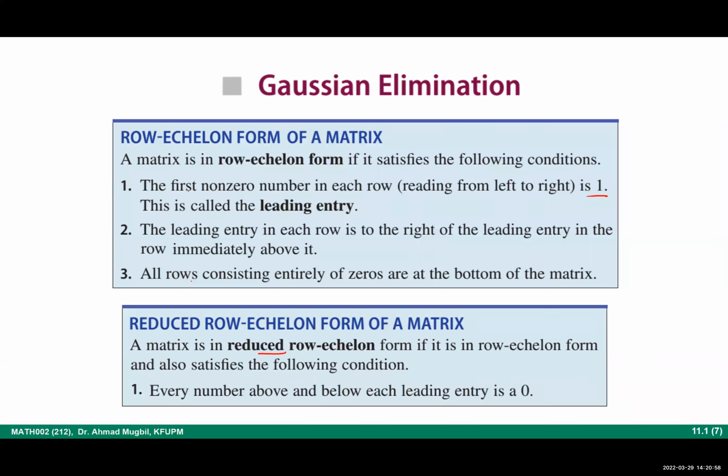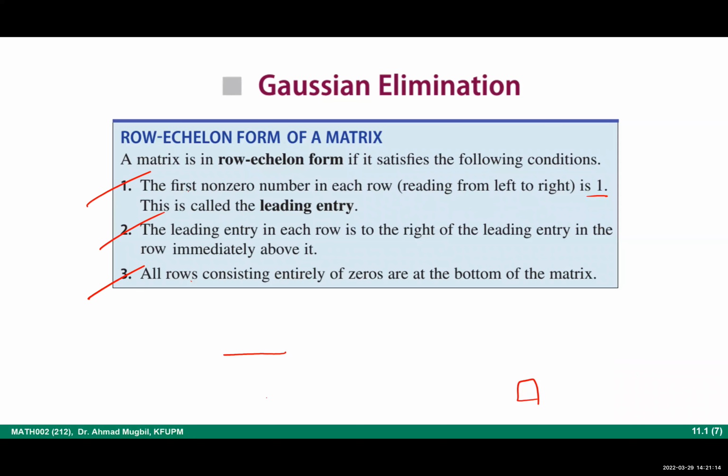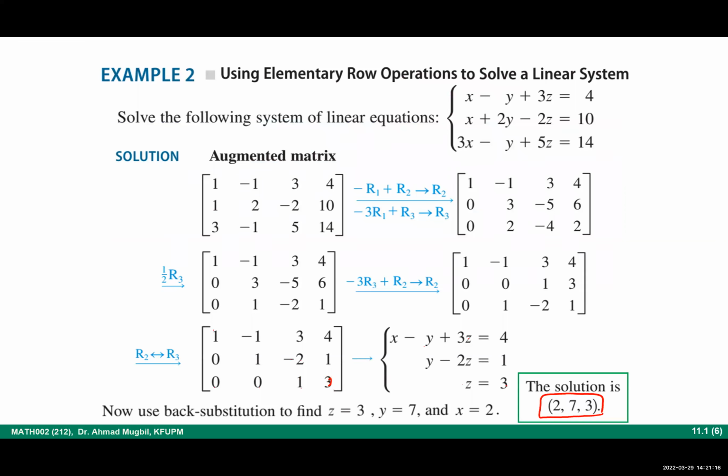Also, we have what is called the reduced row echelon form. What is it? It is the matrix that satisfies these three conditions in addition to this: every number above and below each leading entry is what? 0. In fact, this means that these are the leading entries. Now we want the numbers above and below these entries to be zeros. So we need these to be zeros as well. Let me show you this in some examples here.